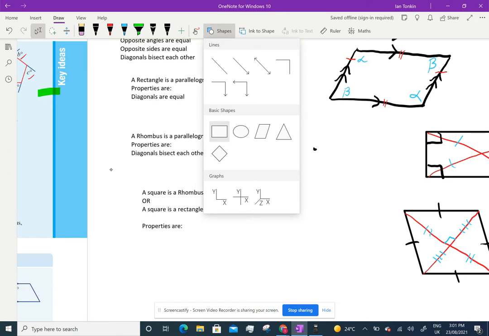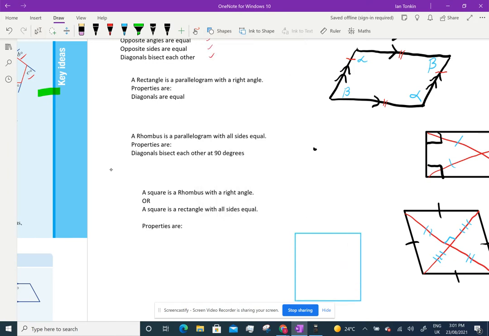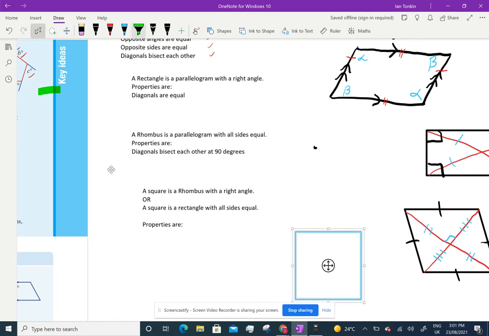Well, let's get that baby drawn. So here's my square. It's a rhombus with a right angle. So that, and that's 90. Or it's a rectangle with all sides equal. Oh, so all those things are true as well.